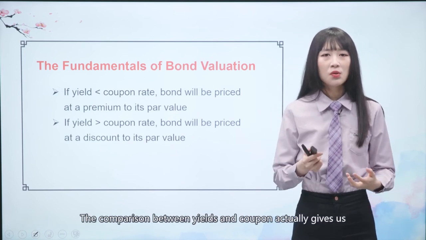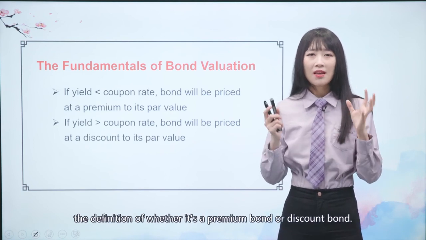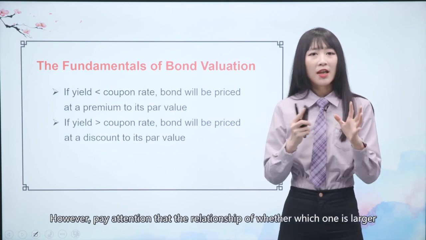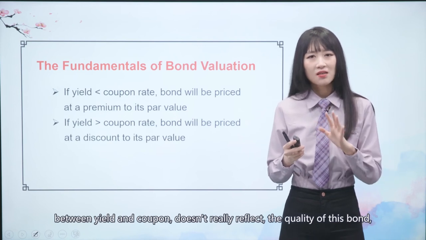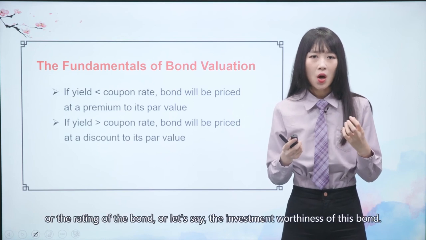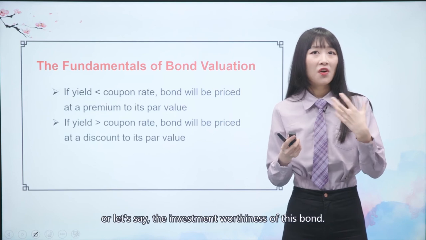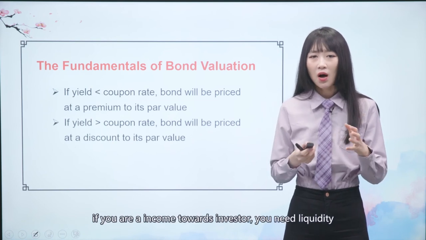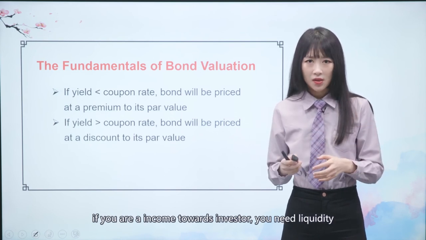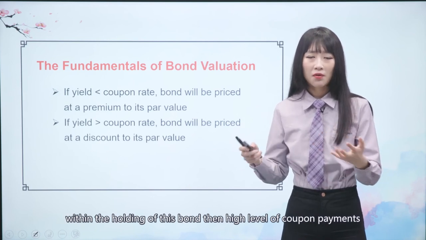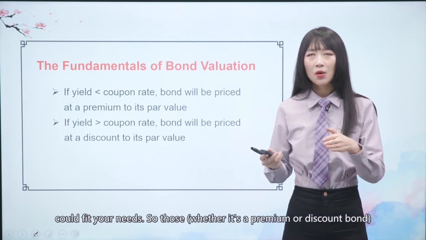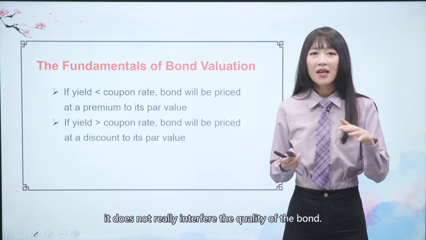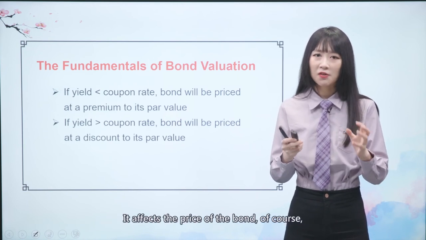The comparison between yields and coupon actually gives us the definition of whether it's a premium bond or a discount bond. However, pay attention that the relationship, whichever one is larger, between yield and coupon doesn't really reflect the quality of this bond or the rating of this bond, or the investment worthiness of this bond. It is just a function that helps you to solve your liquidity need. If you are an income-oriented investor, you need liquidity while holding this bond, then a high level of coupon payments could fit your needs. Those are more likely to be a marketing tool for selling a bond. It does not really affect the quality of the bond. It affects the price of the bond, of course.